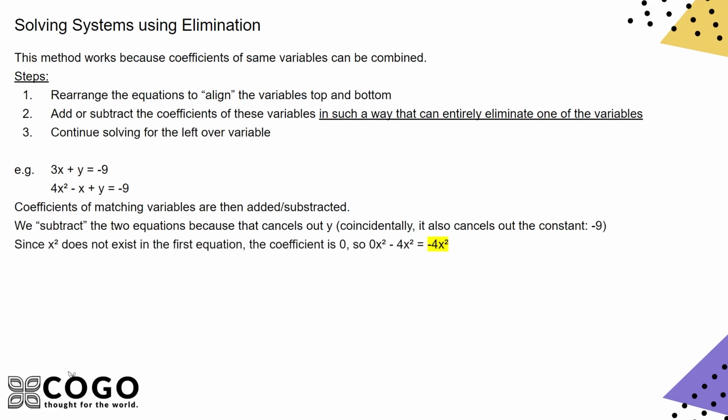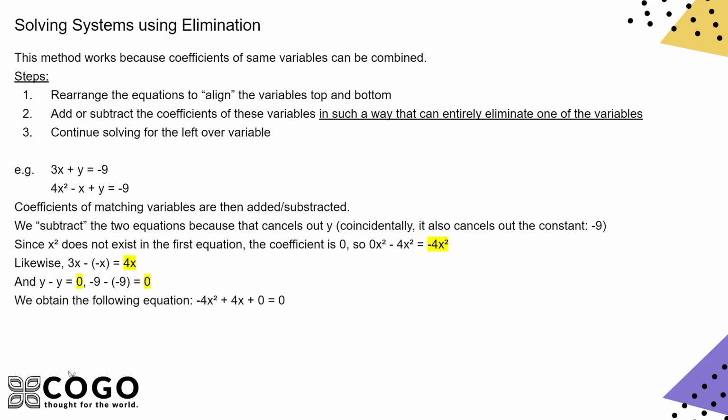Since x squared does not exist in the first equation, the coefficient of x squared would be 0, and we get 0x squared minus 4x squared equals negative 4x squared. Likewise, 3x minus negative x equals 4x, and y minus y equals 0, and on the right hand side of the equal sign, negative 9 minus negative 9 equals 0 as well. From the highlighted answers above, we obtain the following equation: negative 4x squared plus 4x plus 0 equals 0. We rearrange and simplify it into negative 4 times brackets x squared minus x close brackets equals 0.